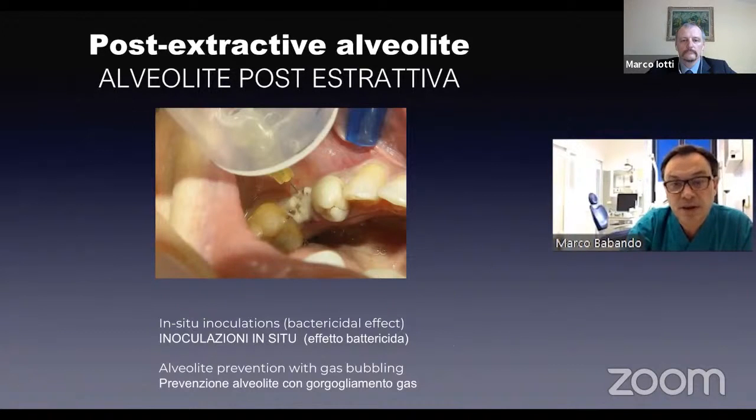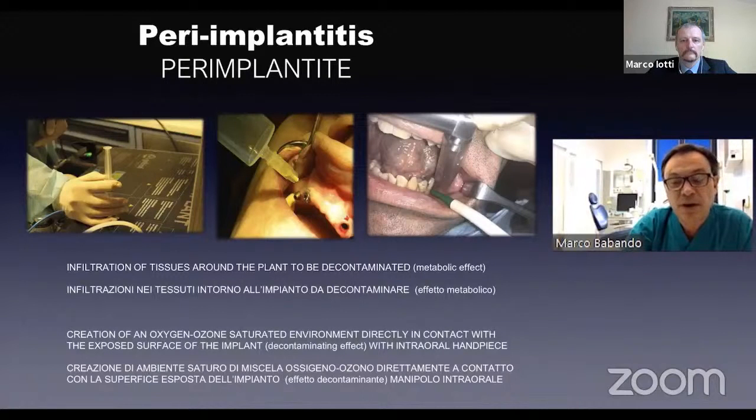So this is something that might happen after an extraction, and it is the alveolitis. The post-extraction alveolitis can be prevented, of course, by gurgling high quantities of ozone while the clot forms. And this can reduce the bacterial load, trying to reduce the very painful alveolitis following surgery.